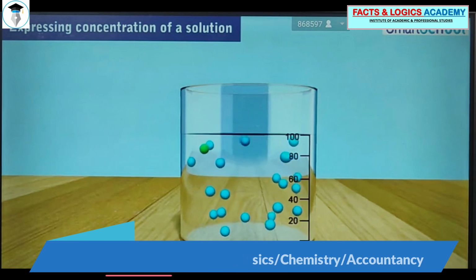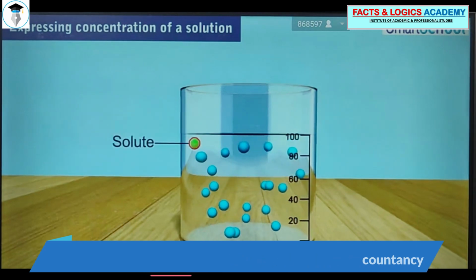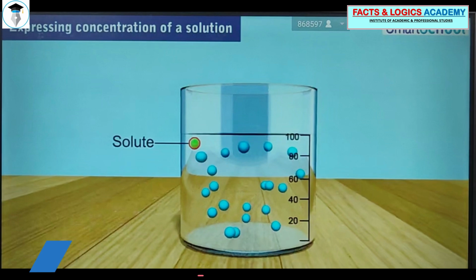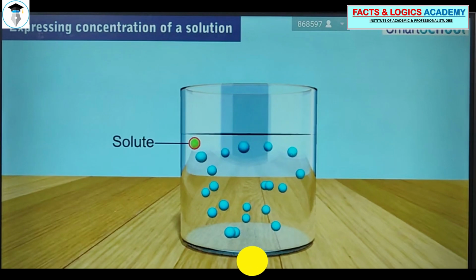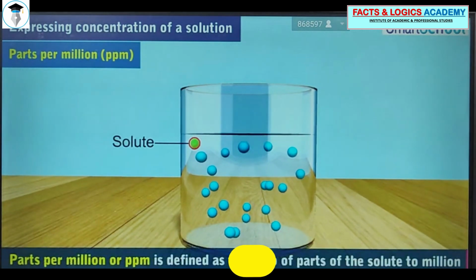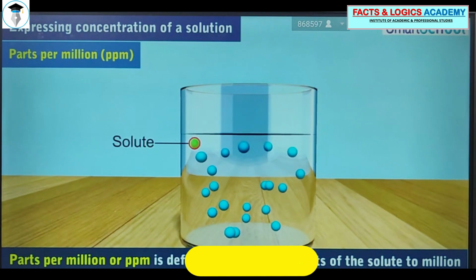It is important to note that when a solute present in a solution is in a very small quantity or trace amounts, then its concentration is expressed in another quantity known as parts per million or ppm. Parts per million or ppm is defined as the ratio of parts of the solute to million parts of the solution.